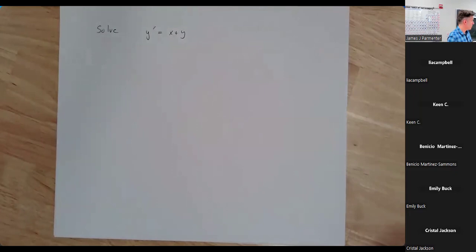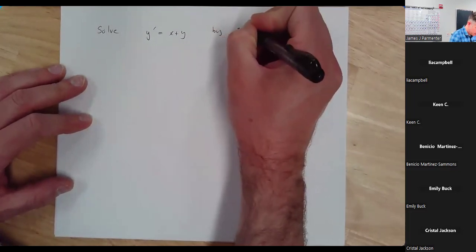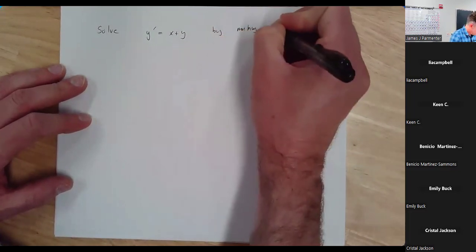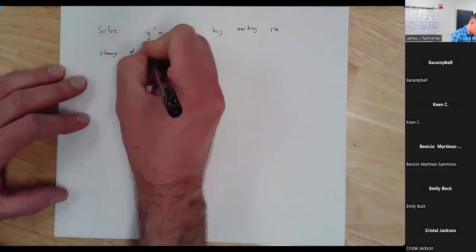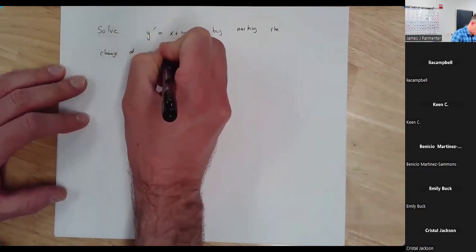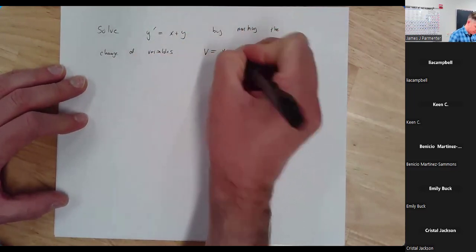Now I'll point out here, this is a first order linear differential equation. We could solve it using the first order linear process, but we're not going to. We're going to solve it a different way, which is atypical, by making the change of variables v equal to x plus y.